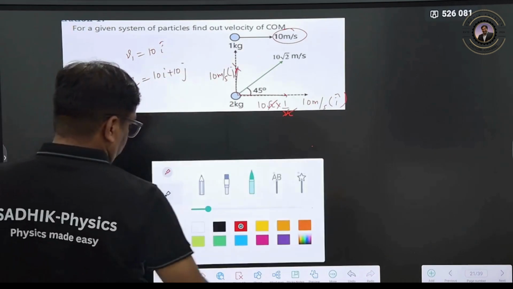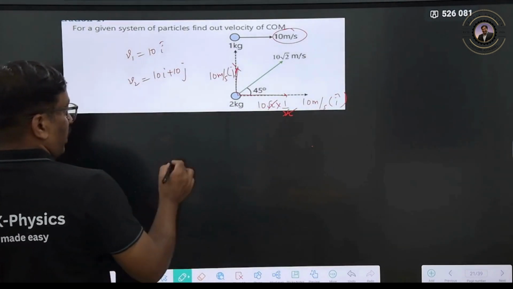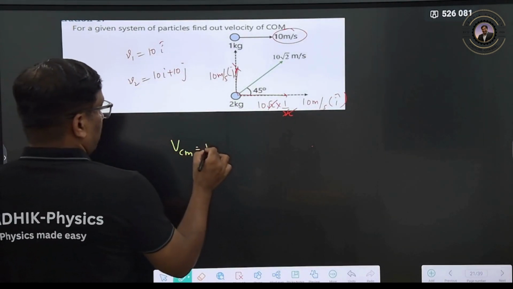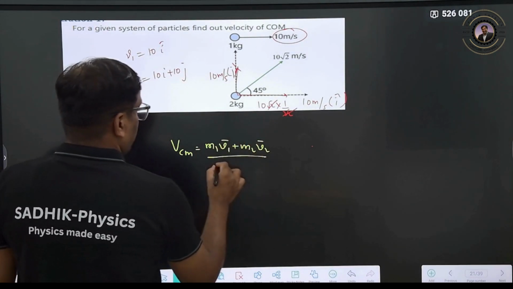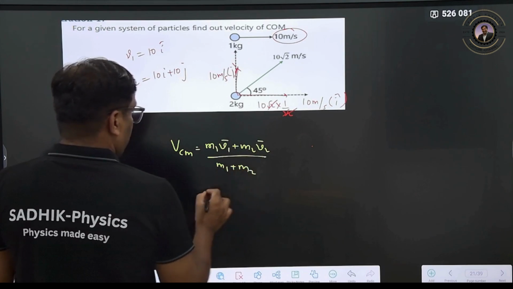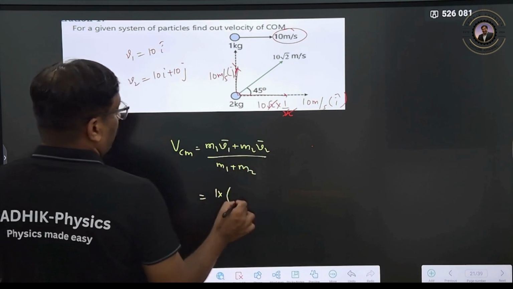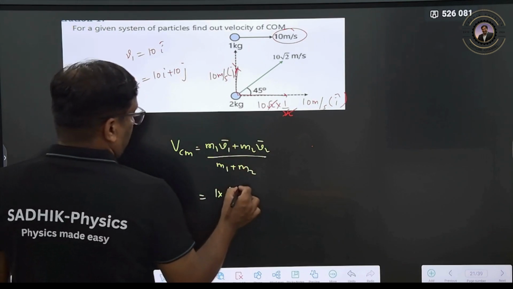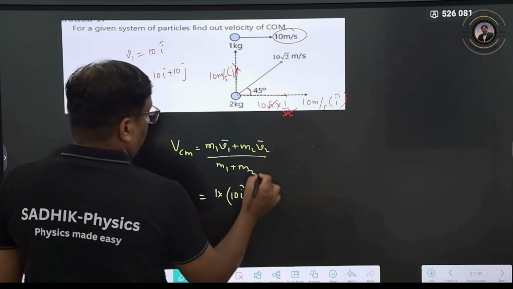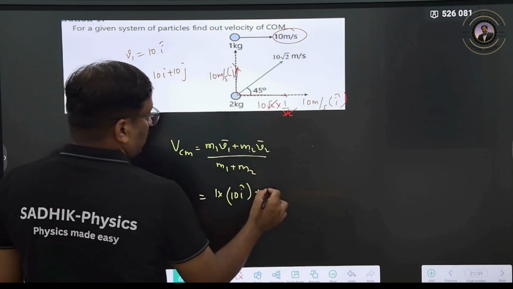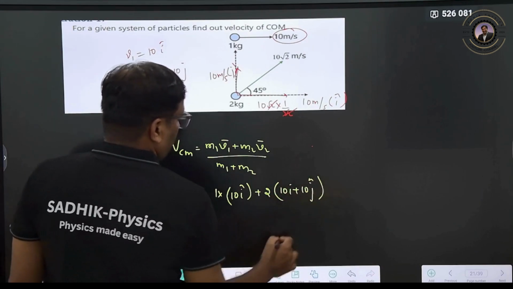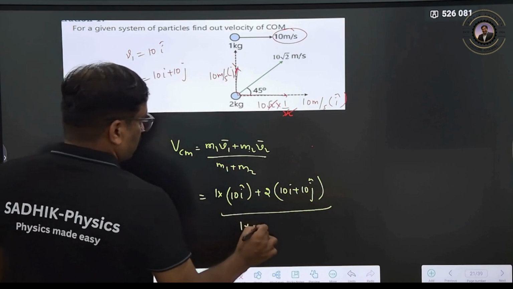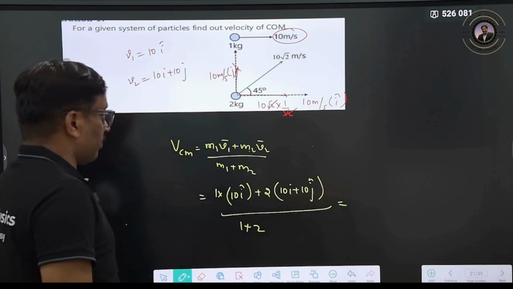Now you got it, no. You can solve the problem very easily. Velocity of the center of mass is (m1 v1 plus m2 v2) vectorially divided by (m1 plus m2). Clear? So m1 is nothing but 1, velocity of 1 is how much now? 10 I cap plus, therefore this mass is how much now? 2 kg. So 10 I plus 10 j cap by, therefore 1 plus 2. So how much will it be now?